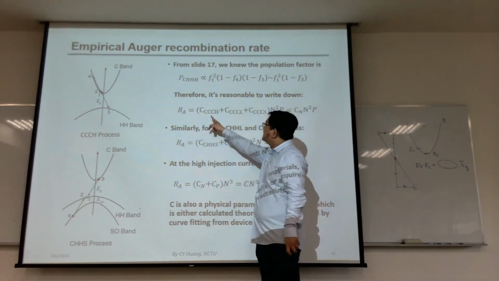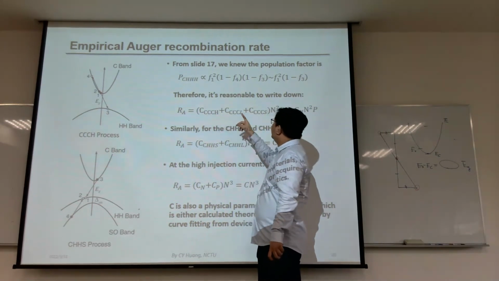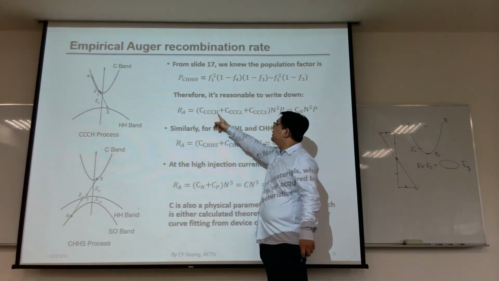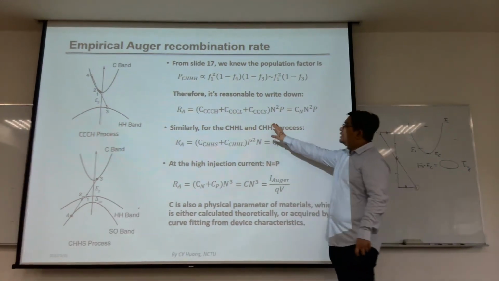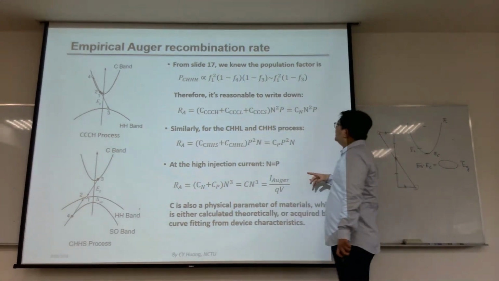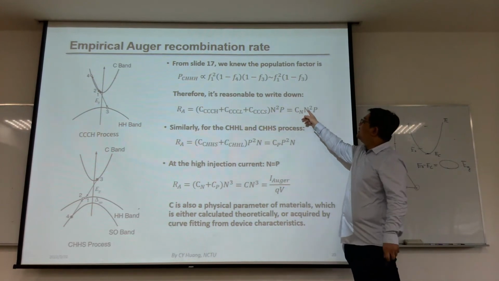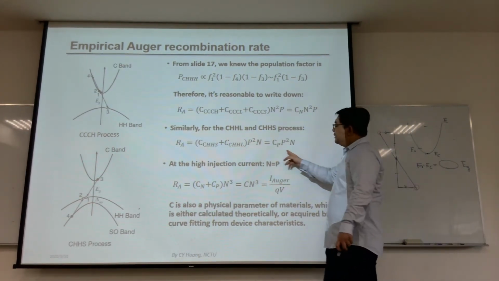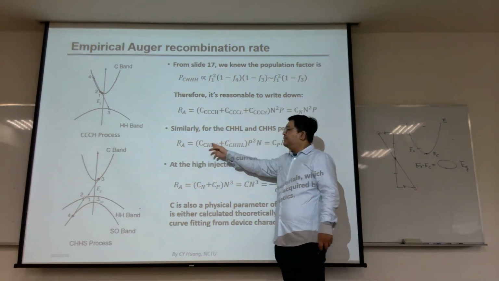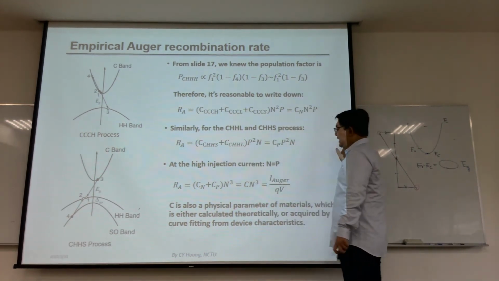Since we have CCCH, a similar thing can happen with the heavy hole, light hole, or split-off hole. So we just combine them all together and call it C n squared p. And similarly, we can do all the potential combinations anyway.